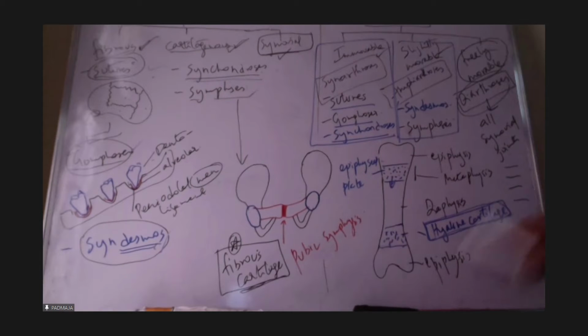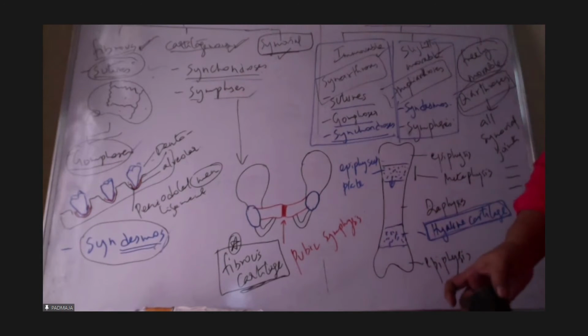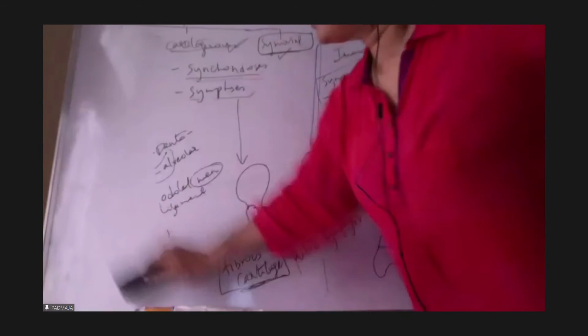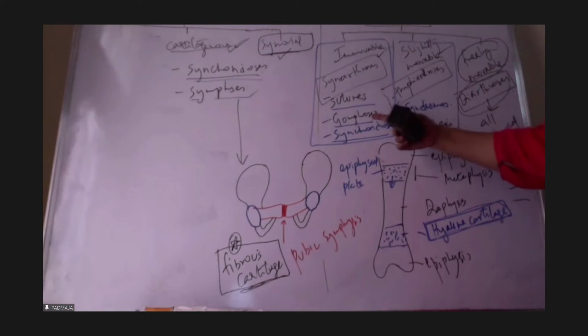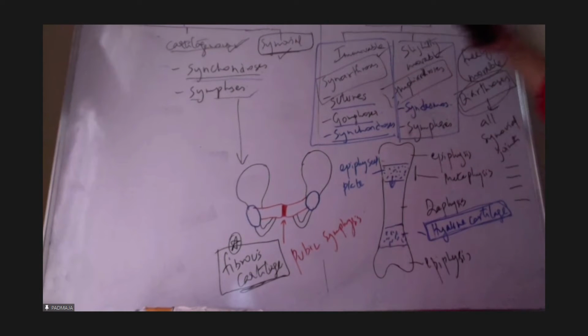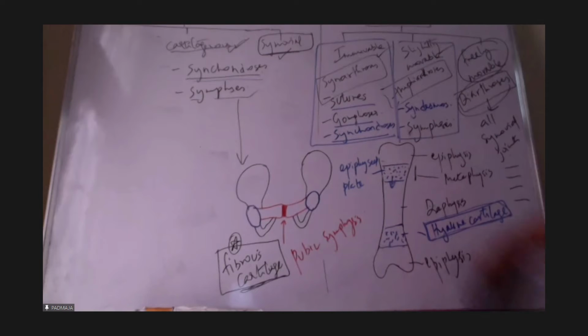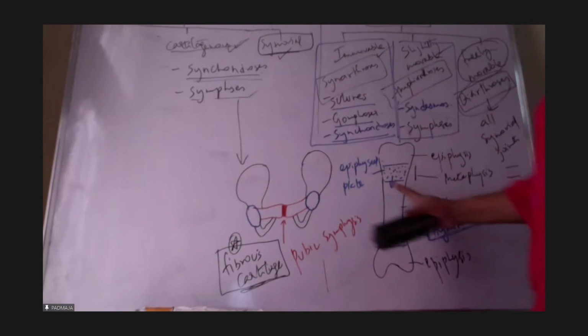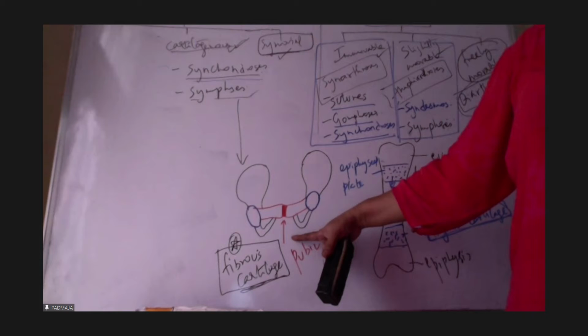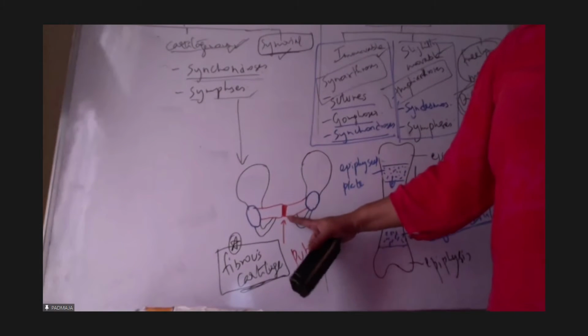Fibrous joints, understood the examples? Sutures come under immovable, gomphosis comes under immovable, but syndesmosis comes under slightly movable. Now the cartilage joints, both understood? Synchondrosis and symphysis. One is slightly movable, the other is immovable.